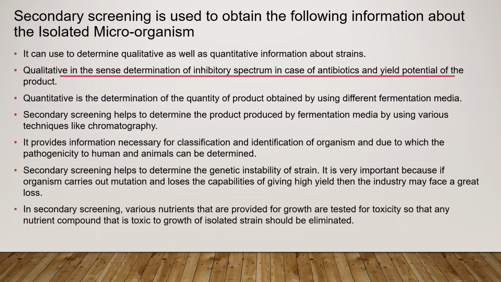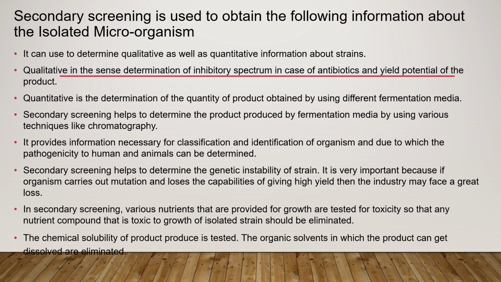In secondary screening, various nutrients that are provided for growth are tested for toxicity, so that any nutrient compound that is toxic to growth of the isolated strain can be eliminated. Now here various nutrient compounds are used in fermentation media, and each and every component is tested for its toxicity. If that component is harmful for the growth of that isolate, then that substance is eliminated from the media. The chemical solubility of the product produced is tested. Organic solvents in which the product can dissolve are eliminated.